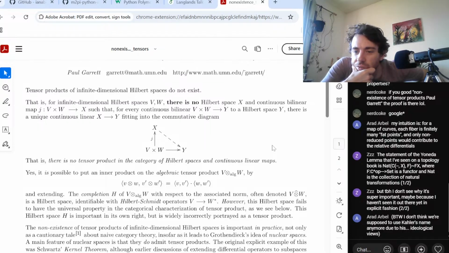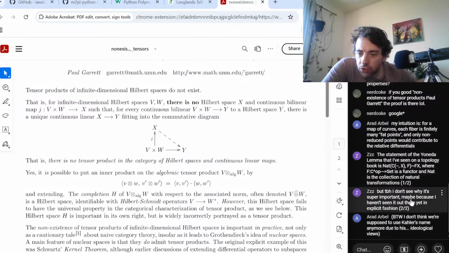The statement of the Yoneda lemma that you've seen in a topology book is right, that isomorphism of sets, where F is a functor and Nat is a collection of natural transformations. Yeah. But to be honest, you don't see why it's super important, maybe because you haven't seen it out there yet in explicit fashion. Yeah, let's come back to that in a second.